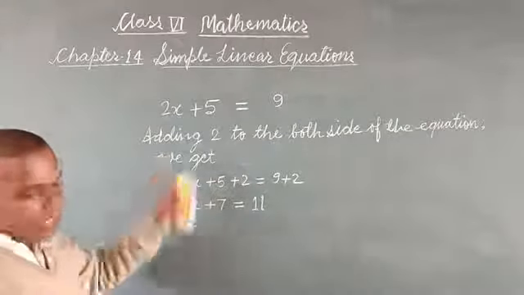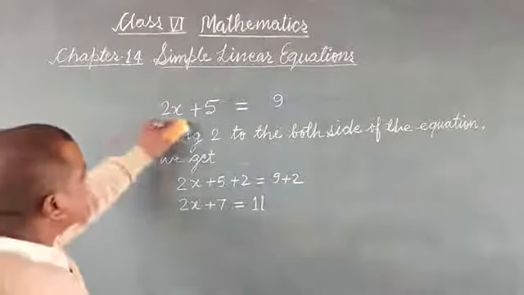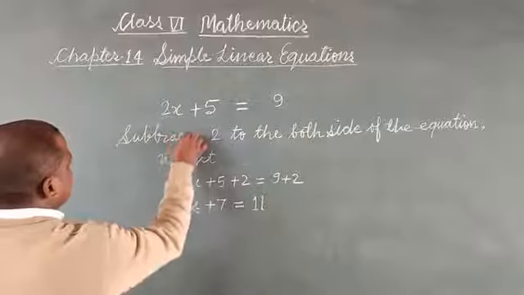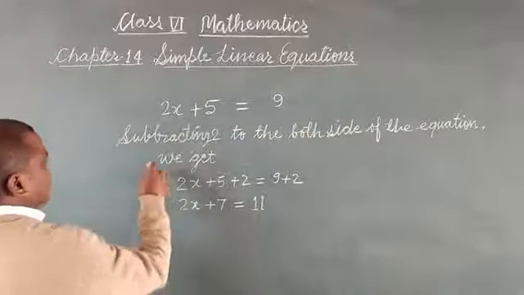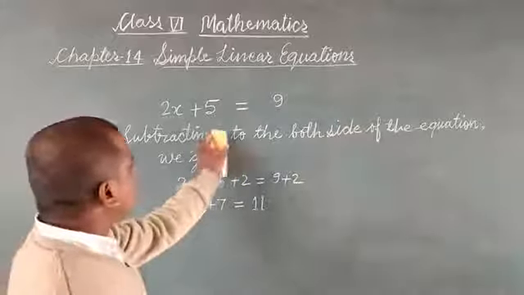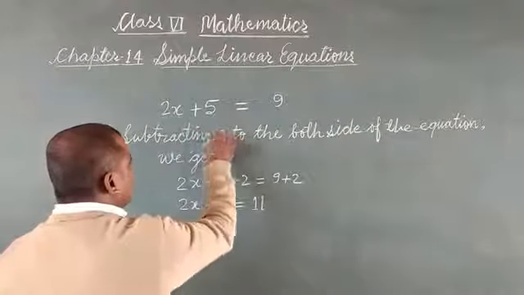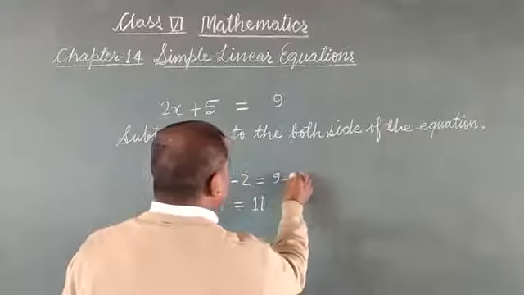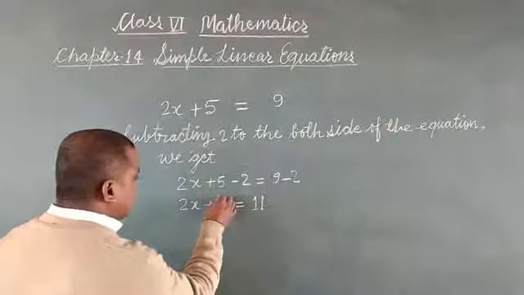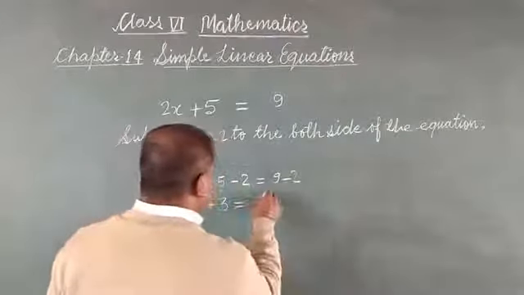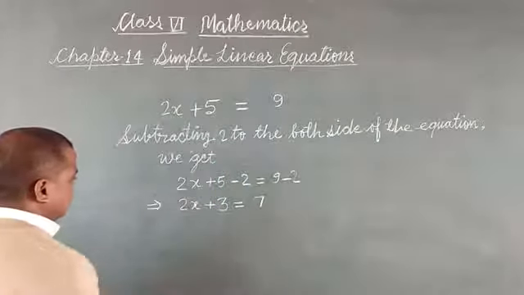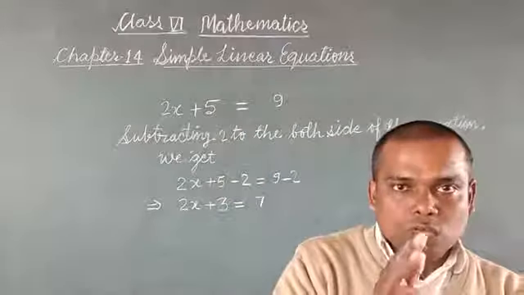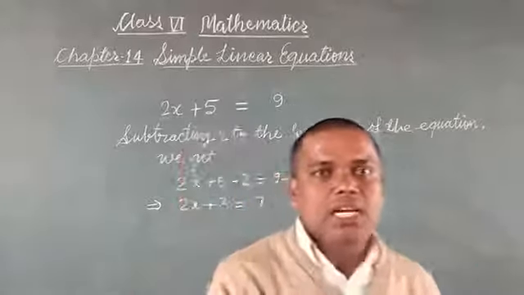Now, in place of adding, you can subtract. So you can write subtracting 2 to both sides. So here you have to write minus 2, here also you have to write minus 2. That time here it will become 3 and it will be 7. And here, implies that, means we can subtract the same number from the left side and the right side of an equation.